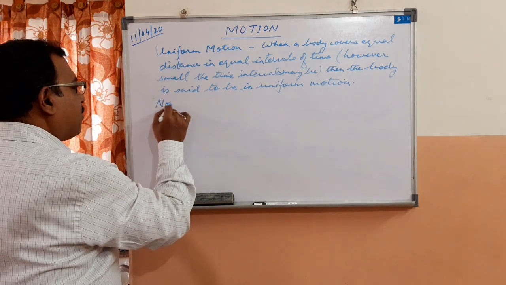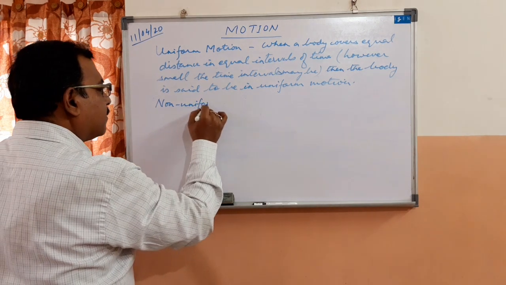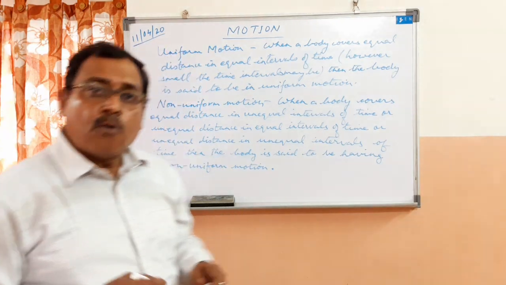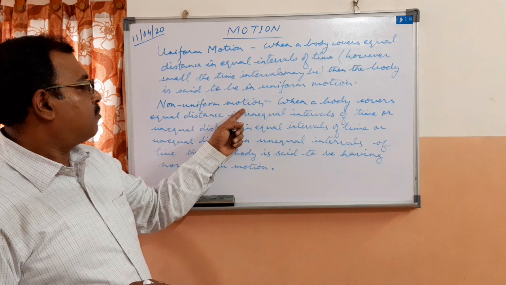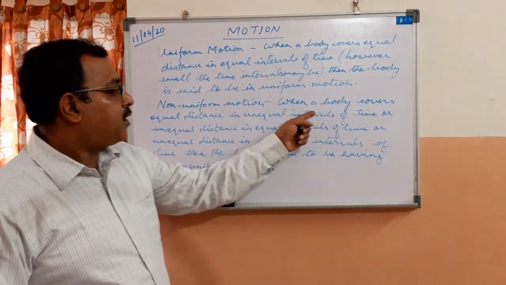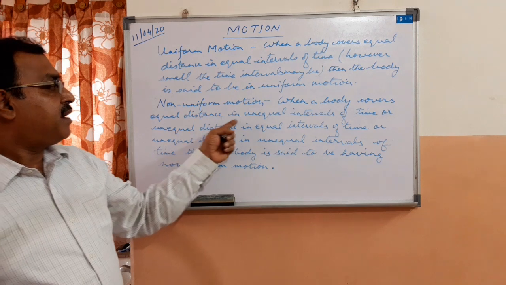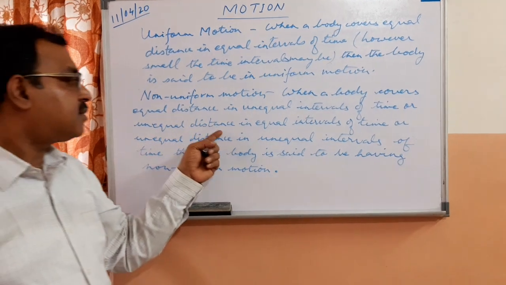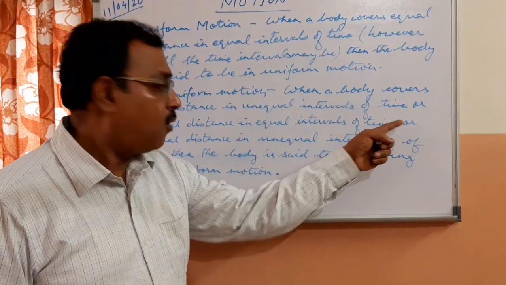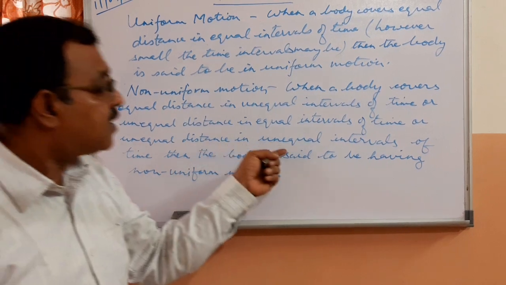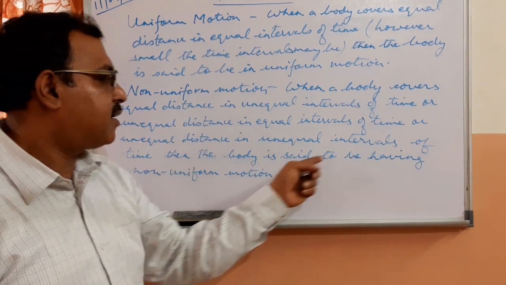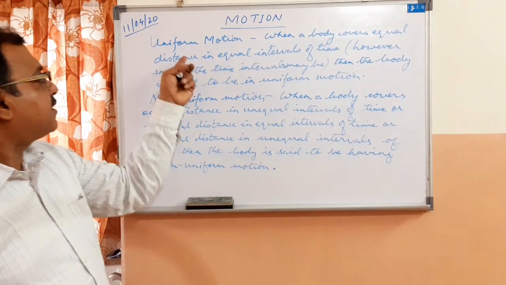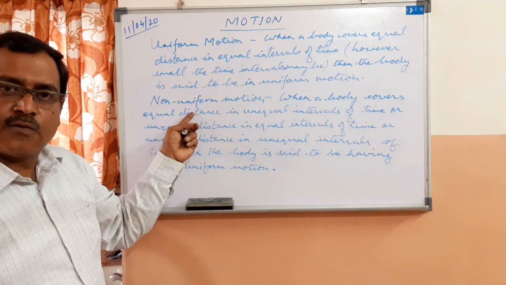Whereas non-uniform motion: when a body covers equal distance in unequal intervals of time or unequal distance in equal intervals of time or unequal distance in unequal intervals of time, then the body is said to be having non-uniform motion. Clear? So here are the definitions of uniform motion and non-uniform motion.